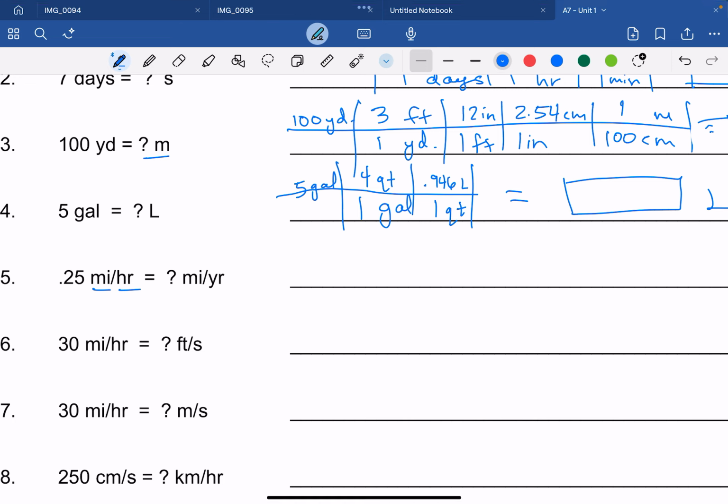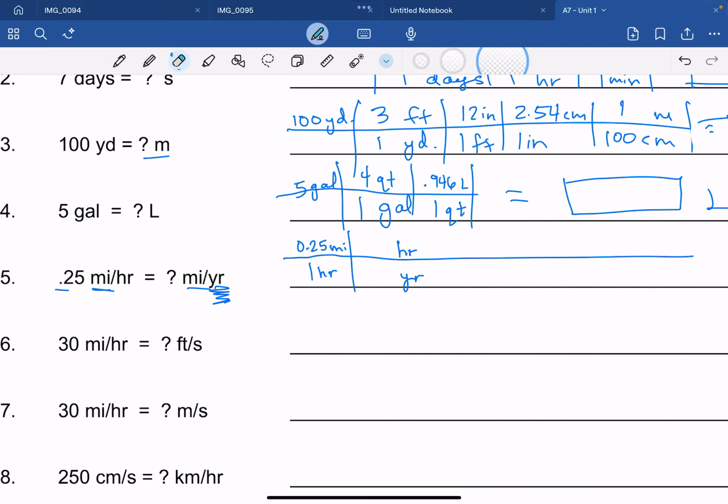Number 5, now you've got miles per hour, and it's 0.25, not 25. So 0.25 miles per hour. Let's put that 1 hour down on the bottom. We can hold off on canceling out our hours right now. Let's just focus on getting miles to miles. So we don't have to focus on that. It's already in miles. But we do have to get hours to years. So since hours are currently on the bottom, you have to move hours to the top. You can't simply go hours to years right away because we don't know that factor.